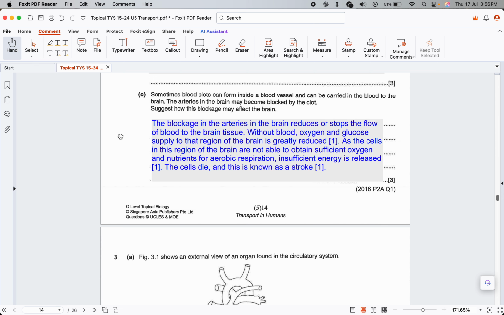Okay, so without blood, oxygen and glucose supplied to that region of the brain will be greatly reduced, as the cells in the region of the brain are not able to obtain sufficient oxygen or nutrients for aerobic respiration. Insufficient energy is released, and then the cells will die, and this is known as a stroke. It's actually quite similar to when we talk about coronary heart disease or heart attack. Without enough oxygen, without enough glucose, lowered aerobic respiration, not enough energy release, then the cells die.